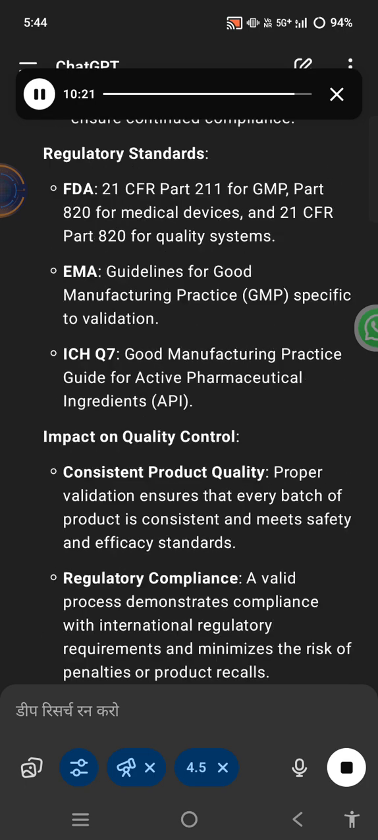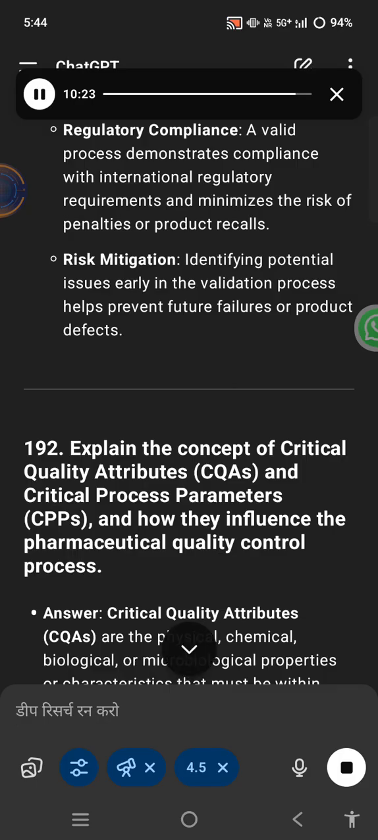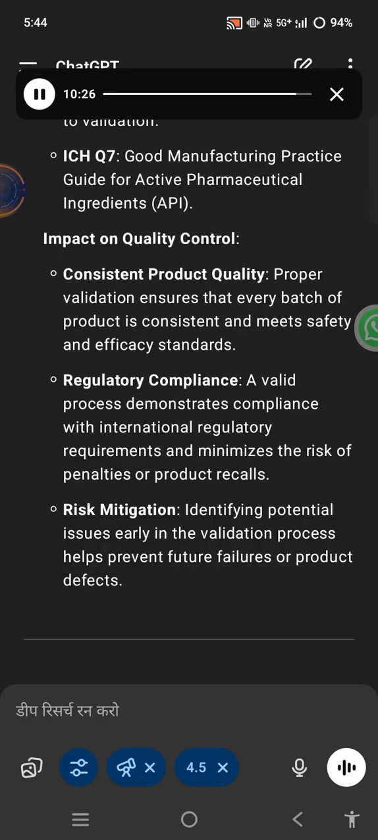3. Reliability of test results. Validated methods provide reliable and reproducible results, reducing the risk of false positives or negatives in testing. 4. Improved quality control. Analytical method validation is key to ensuring that pharmaceutical products are of the highest quality and meet all safety and efficacy standards. 5. Product development. During drug development, validated methods are used to assess the purity, potency, and stability of active ingredients and finished products, helping researchers optimize formulations.